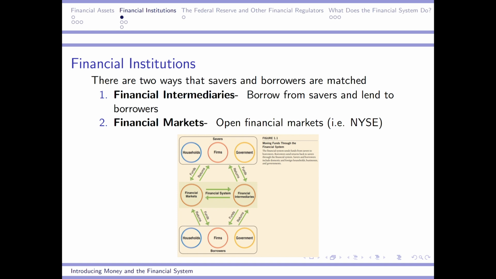Now, financial markets are just open markets like the New York Stock Exchange, where people trade directly with each other. So anytime you want to buy common stock, again, let's say Apple, you are typically going to do that on a platform like Robinhood or something like that. And when you do that, Robinhood is operating directly in the financial market. They are buying that share directly from somebody else for you.